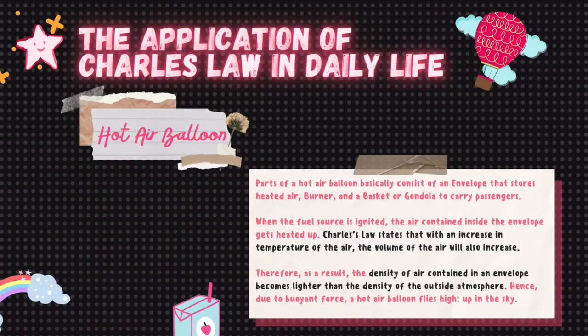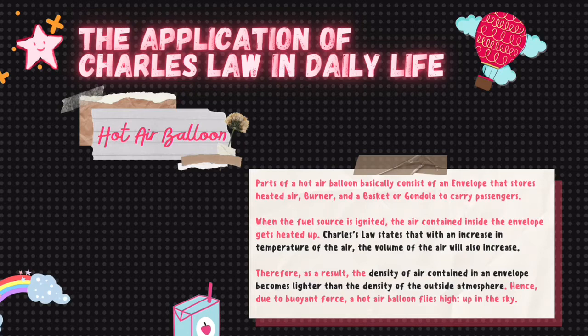Do you remember the hot air balloon from earlier? That's one of the many applications of Charles' law in daily life. Parts of a hot air balloon basically consist of an envelope that stores heated air, a burner, and a basket or gondola to carry passengers.